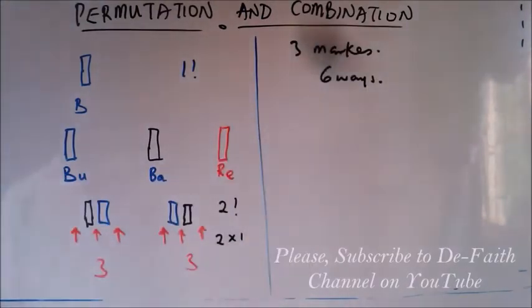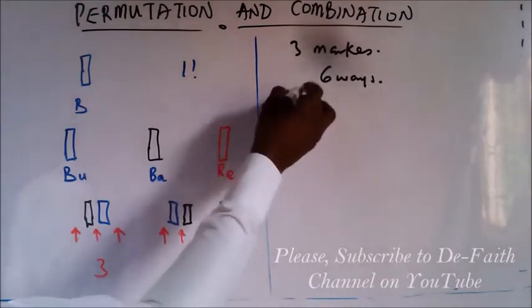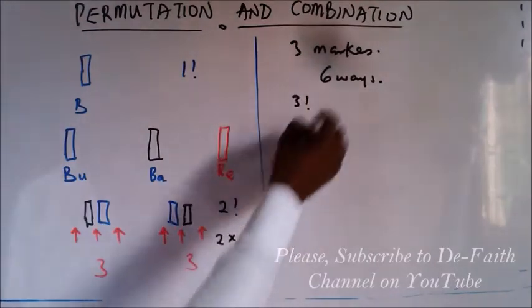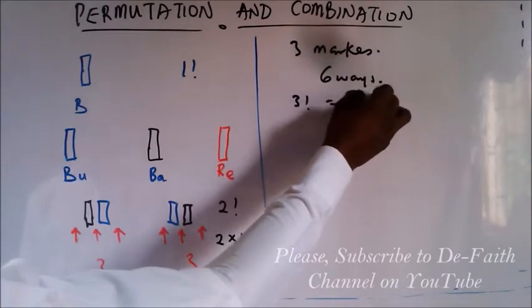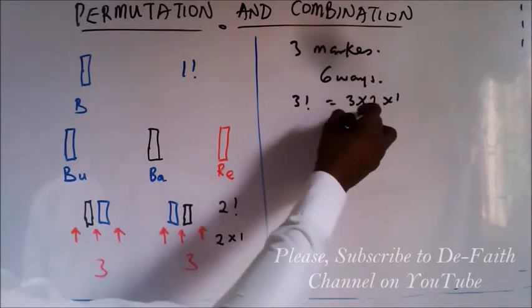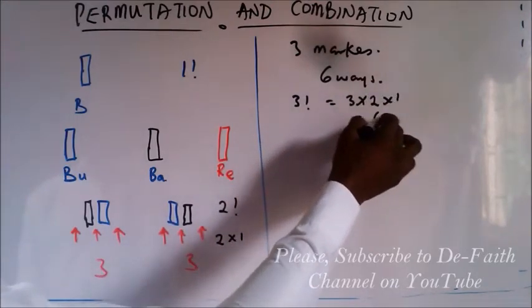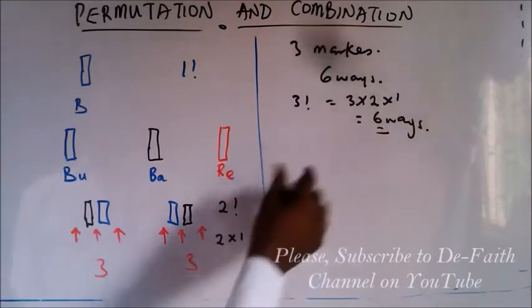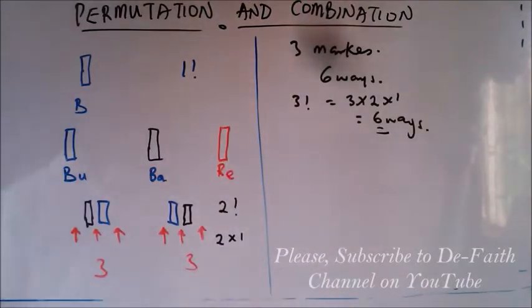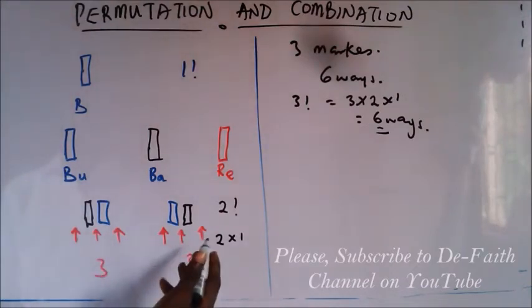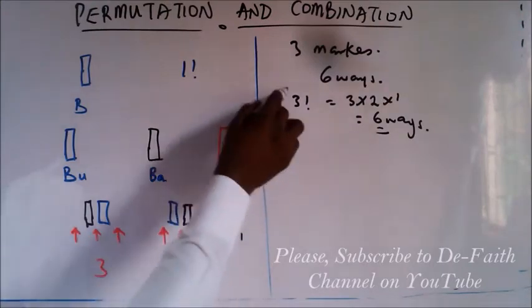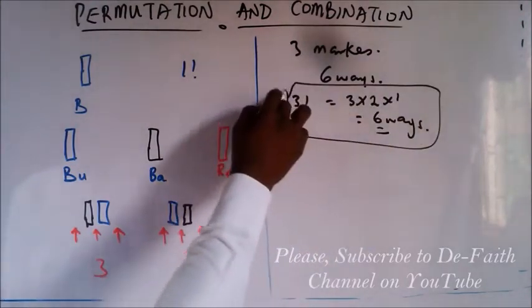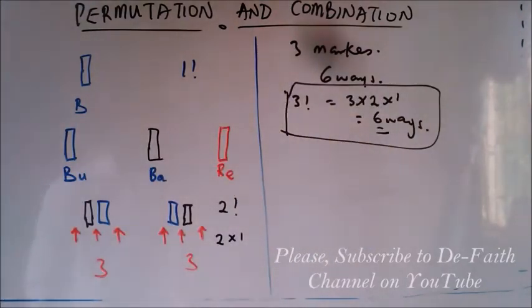And how is this done? Since we have 3 markers, that is 3 factorial, which is equal to 3 multiplied by 2 multiplied by 1. And so that gives us 6 ways. And if we have more than 3 markers, let's say we have up to 10 markers, it means that we can't start arranging just like this, but we have a simpler formula which we can use for calculating it.